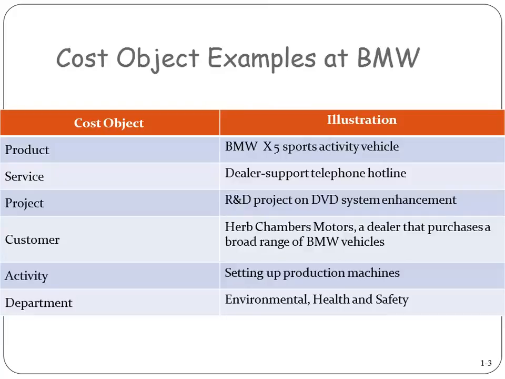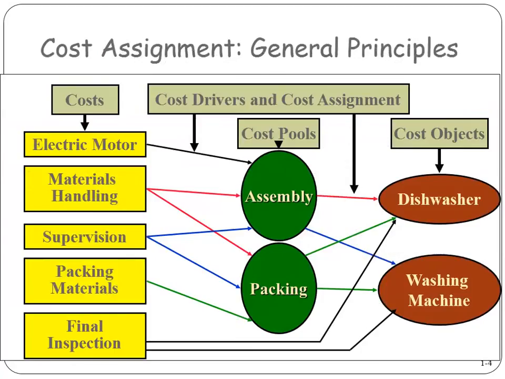So examples of cost objects. It could be the product, BMW, a service, maybe how much does it cost to have a dealer support telephone line. It could be a project. How much does it cost, maybe, to do R&D on a new car, or in this case on a new DVD system. Customers, this retailer. How much does it cost to work with that retailer, etc. So cost objects can come in many different flavors, not just the product itself. It's however you want to accumulate your costs.